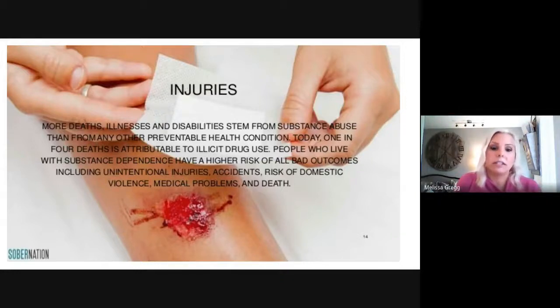Okay, injuries. More deaths, illnesses, and disabilities stem from substance abuse than from any other preventable health condition. Today, 1 in 4 deaths is attributable to illicit drug use. People who live with substance dependence have a higher risk of all bad outcomes, including unintentional injuries, accidents, domestic violence, medical problems, and death. Because when someone is under the influence, they may engage in other types of risky behaviors. I also see sexual assault or STDs, risk factors of those types can definitely happen when a person is abusing or even using these drugs.